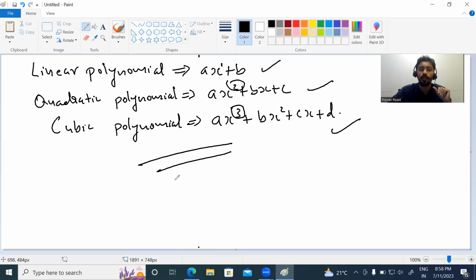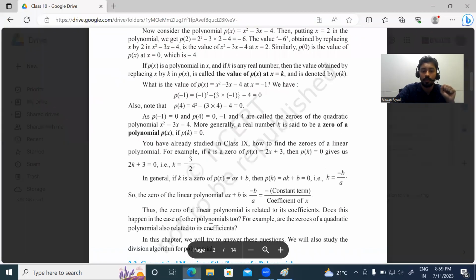For a linear polynomial you have ax plus b, for a quadratic polynomial ax square plus bx plus c, and for a cubic polynomial we have ax cube plus bx square plus cx plus d. So understand that these are the general forms. We will use the general form. These a, b, c, and d are the coefficients. I told you that we will come to the relation between coefficients and zeros. Before that, we have to discuss a few more topics, and after that I will explain the relation between them. Now, let's discuss the next topic.